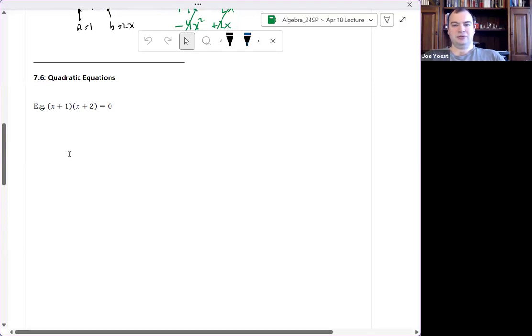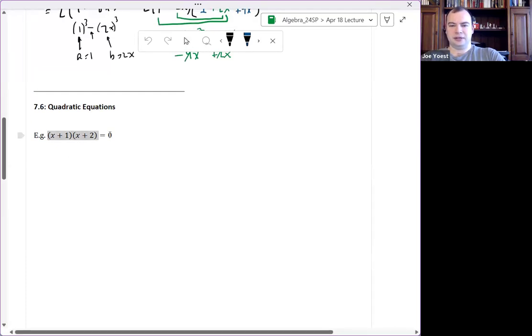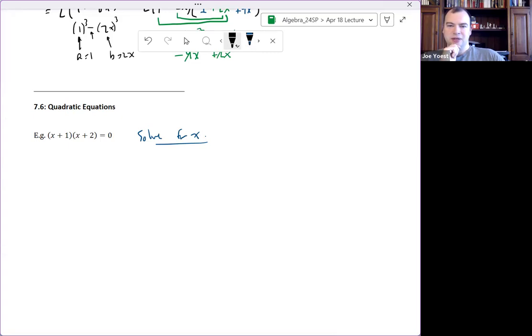But what's the first thing that we can chip away at here? What if we had a situation like this? What if I wanted to solve this for x? So what I might notice here is I have a product of two things. Let's just call them a and b. I have a times b equals 0. And pretty clearly, if x is a real number, then x plus 1 or x plus 2, or a and b, are going to be real numbers as well.